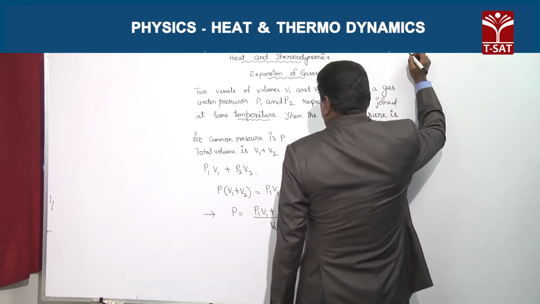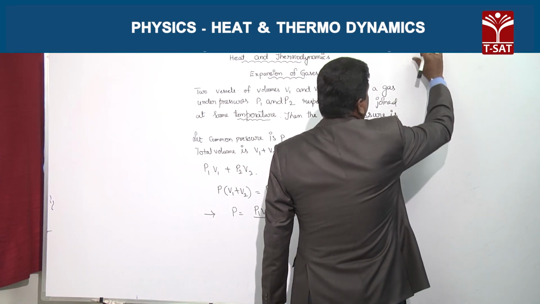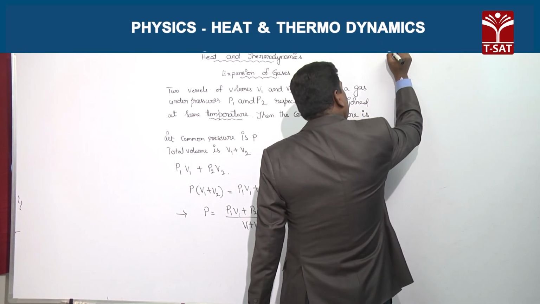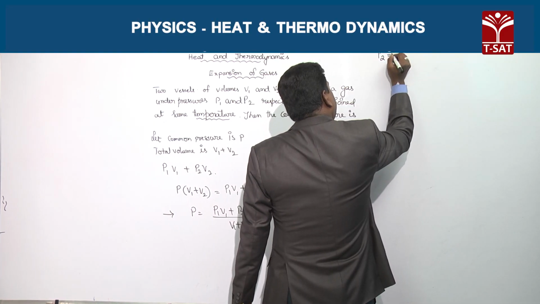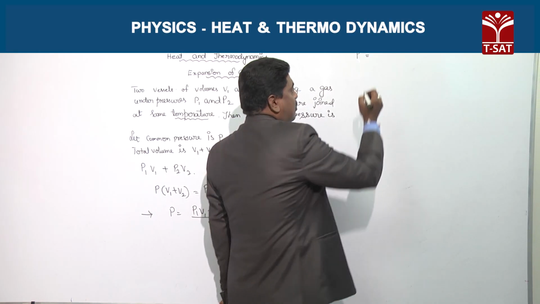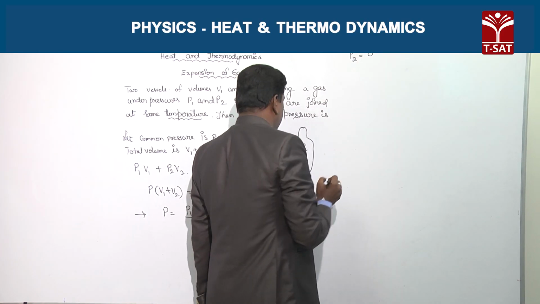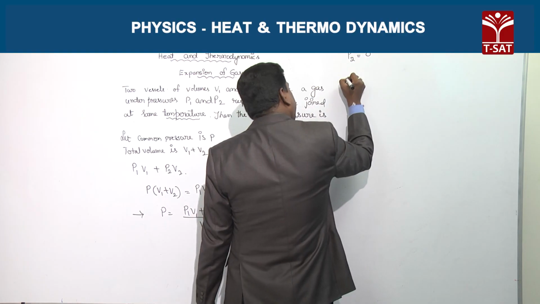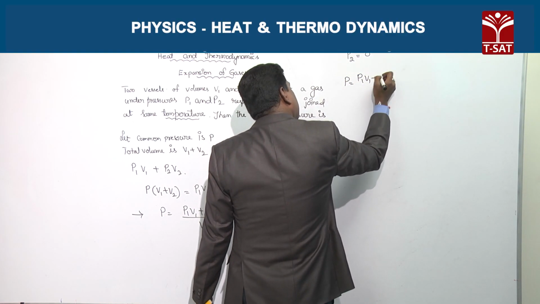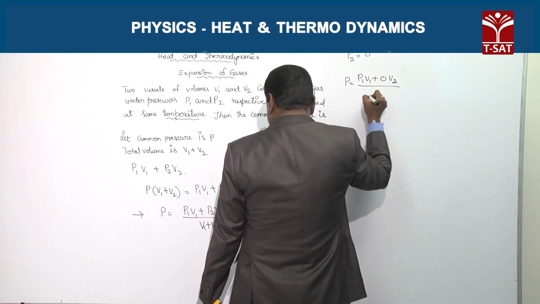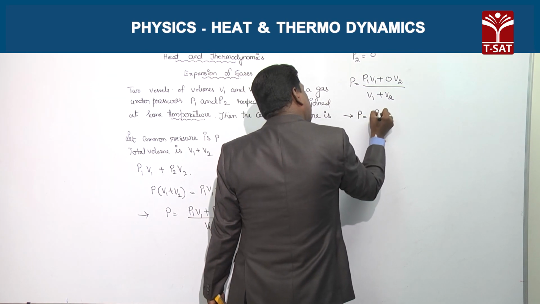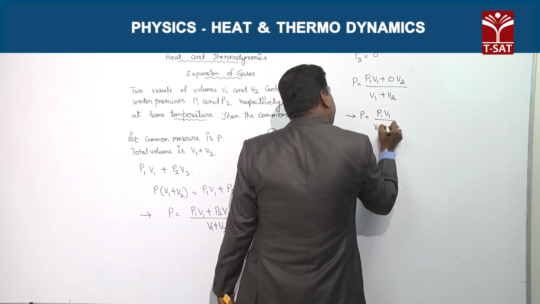In the previous model, if one of the containers is evacuated, the pressure becomes 0. Let us say the second container is evacuated, so that P2 becomes 0. From the equation, P equals P1 V1 plus 0 into V2 by V1 plus V2, so that P equals P1 V1 by V1 plus V2.